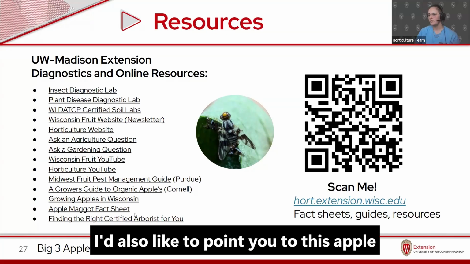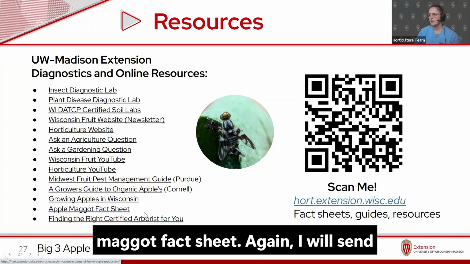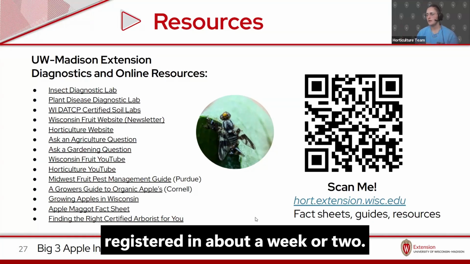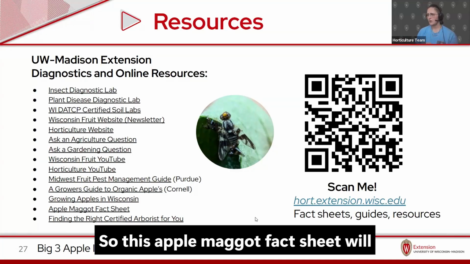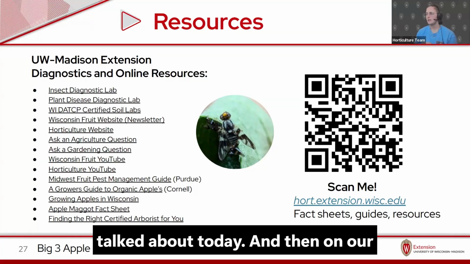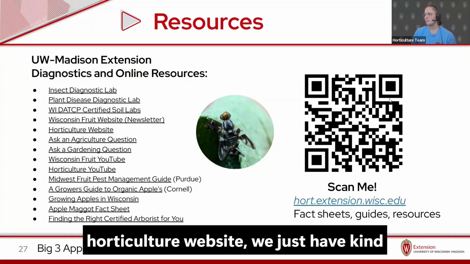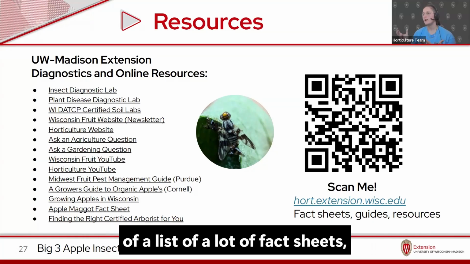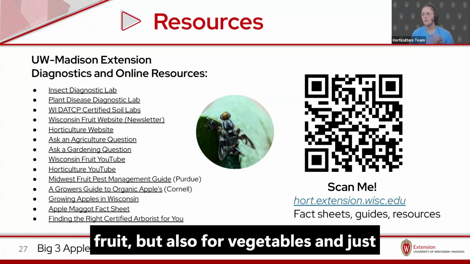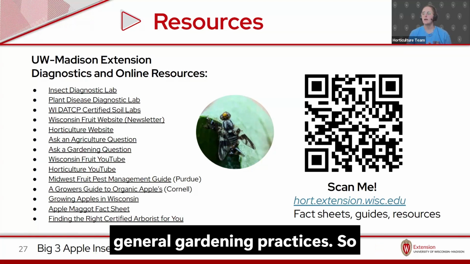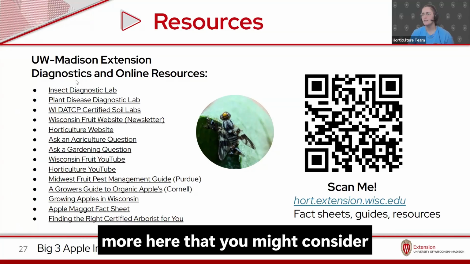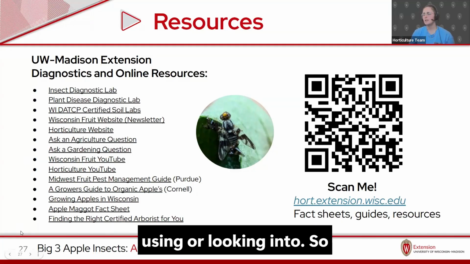I'd also like to point you to this Apple Maggot fact sheet. Again, I will send this all out to everyone who registered in about a week or two. So this Apple Maggot fact sheet will include a lot of the information that I talked about today. And then on our horticulture website, we just have a list of a lot of fact sheets and resources for apples, for fruit, but also for vegetables and just general gardening practices. So really great resource. I included a bunch more here that you might consider using or looking into.